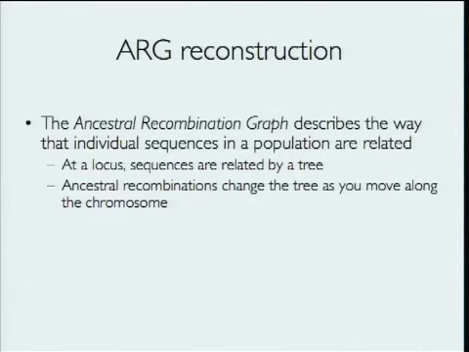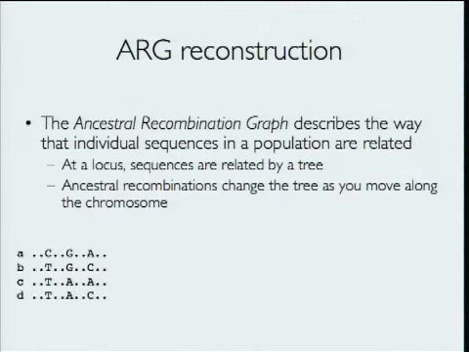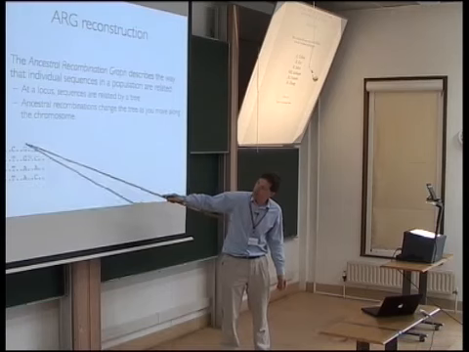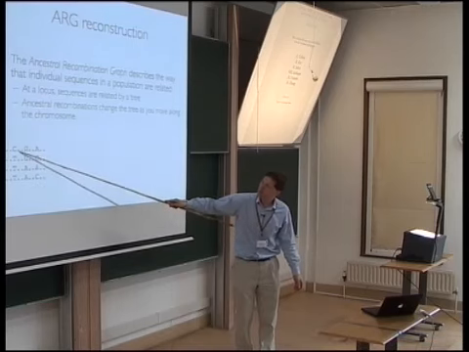And I'm running short of time. So there's a structure called the ancestral recombination graph that describes the way that populations are related. It describes this sequence of trees as you move along the genome. And here's an example with 4 sequences. They're the same at all the dots, and they're different at these positions. So there's 3 positions where they differ.